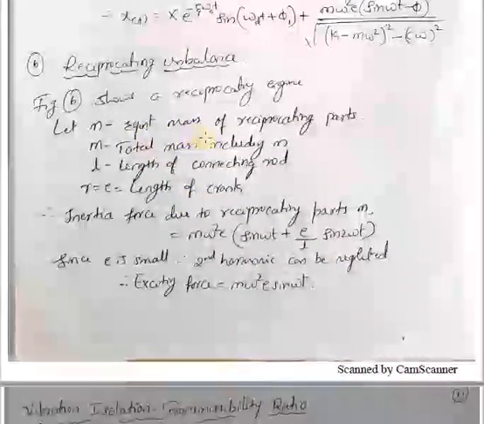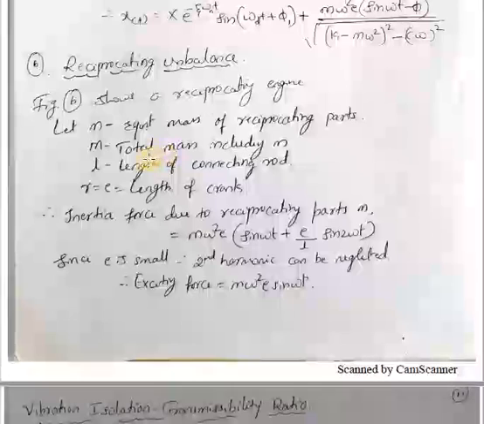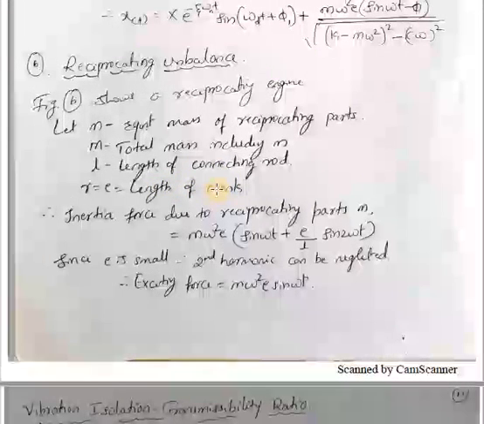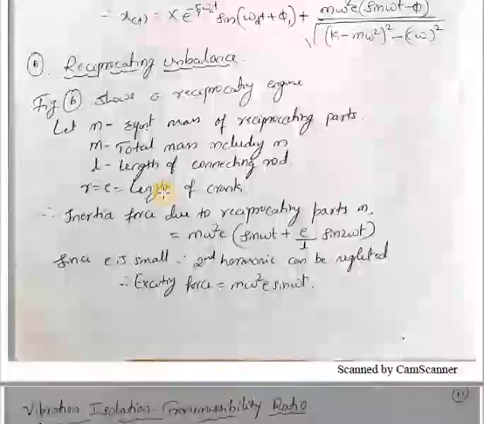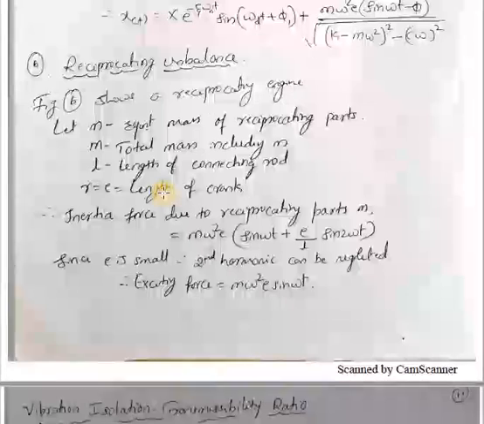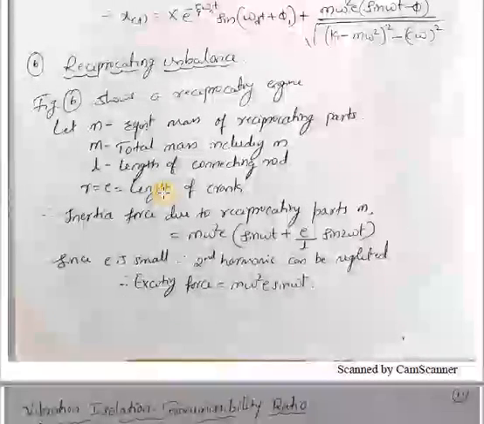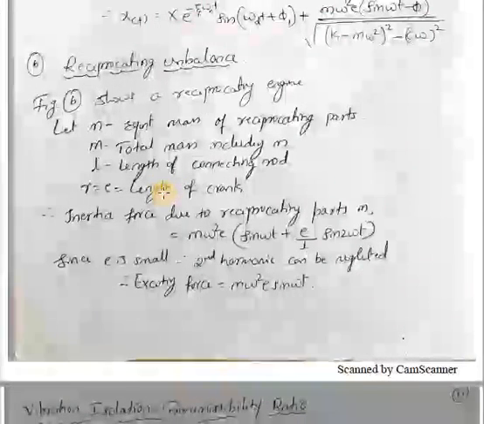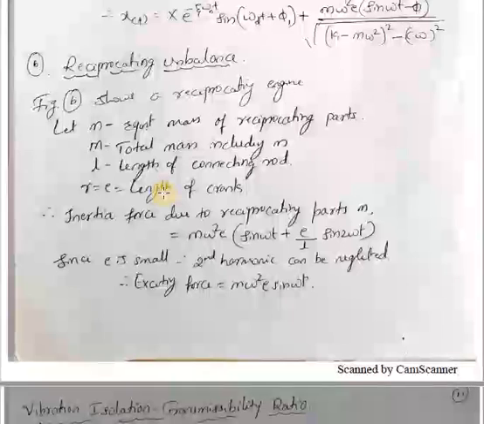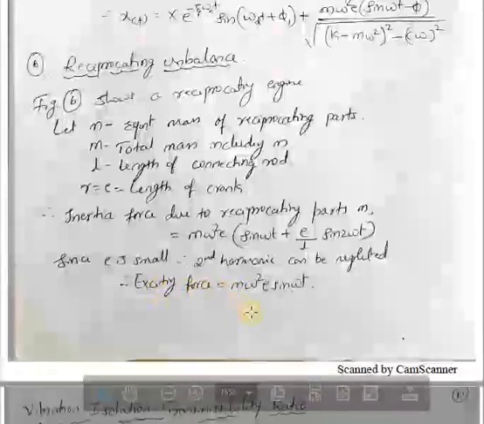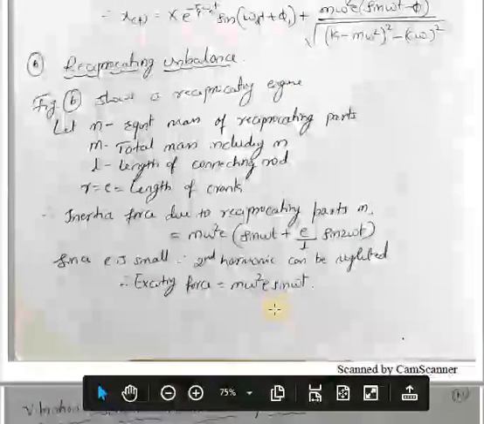Let m be the equivalent mass of the reciprocating parts, capital M be the total mass including m, L be the length of the connecting rod, and R, or e, equal to the length of the crank. The inertia force due to the reciprocating mass m is given by m omega square e into (sine omega t plus e by L sine 2 omega t). Since e is small here, the second harmonic force can be neglected. So we can write directly the exciting force as m omega square e sine omega t.